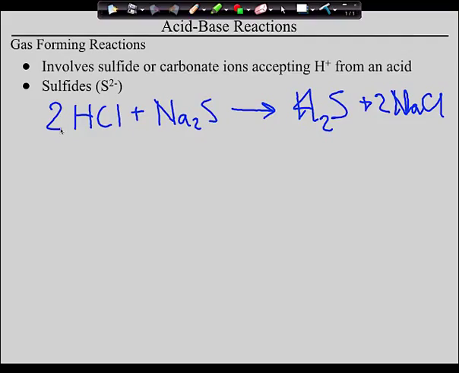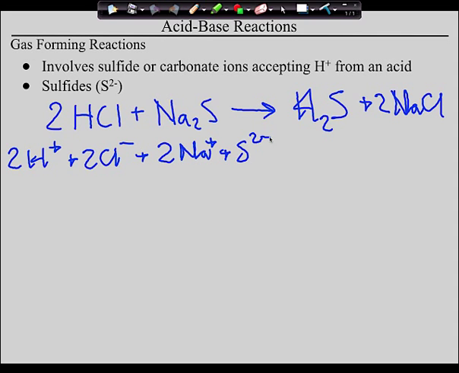Now, guys, what does this look like as a complete ionic equation? Well, HCl is a strong electrolyte, so it's 2H plus. Chloride is a strong electrolyte, so it's 2Cl minus. Na2S, by the way, is soluble in water, so that's 2Na plus, and then sulfide 2 minus.